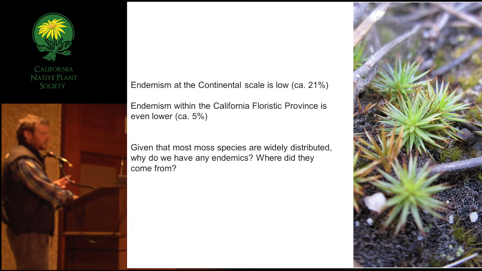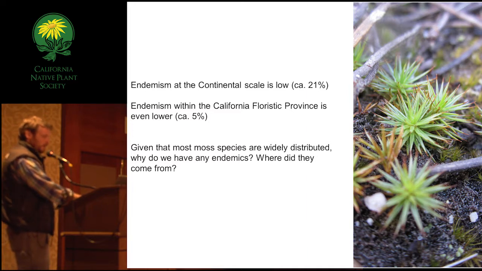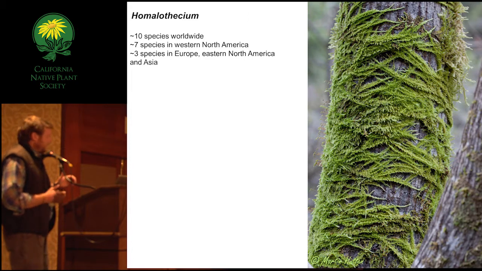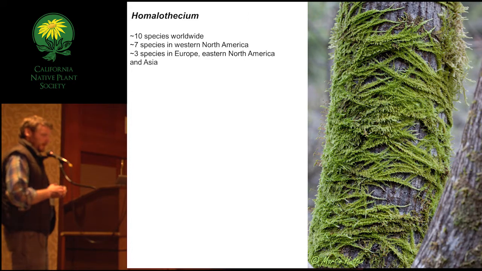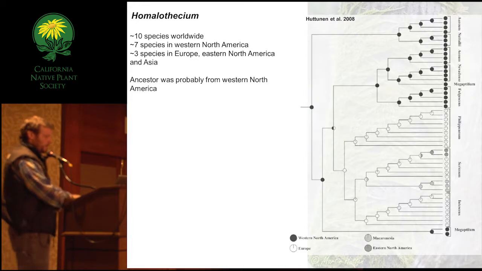I'm just going to focus really quickly on 2 nice case studies of looking at diversification of mosses in California to give you a sense for what the general patterns are. One of these is Homalothecium, which you've met before if you've been here for the last couple of talks. It's got about 10 species worldwide. 7 of those are in Western North America, and it's got 3 species that occur in Europe, Eastern North America and Asia. So again, we have this genus with species all over the place, but centered in California and Western North America.